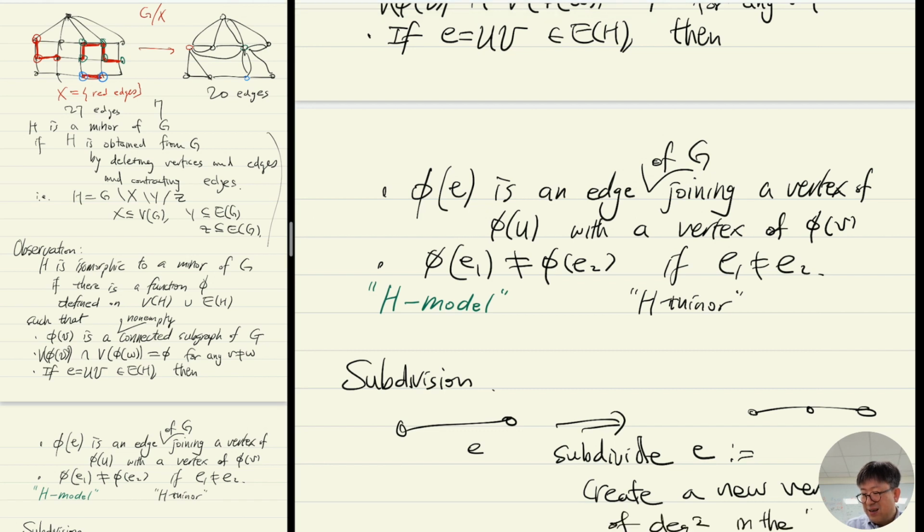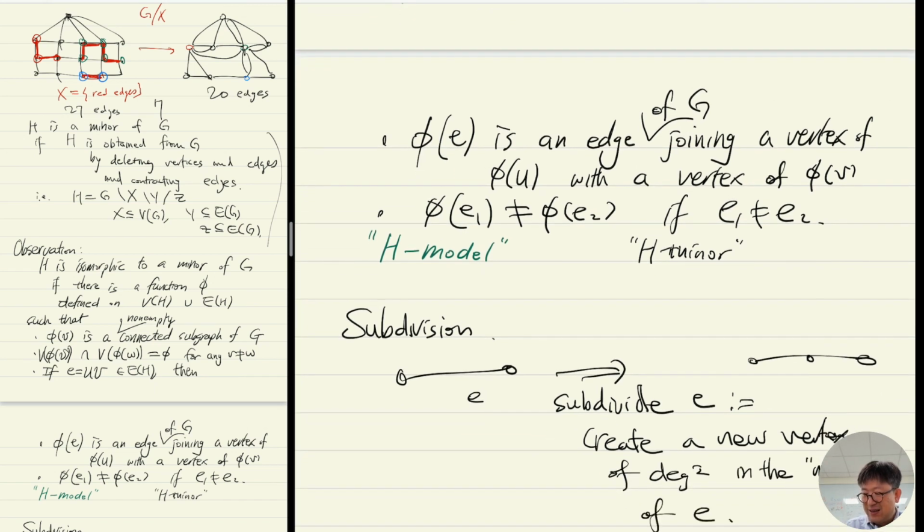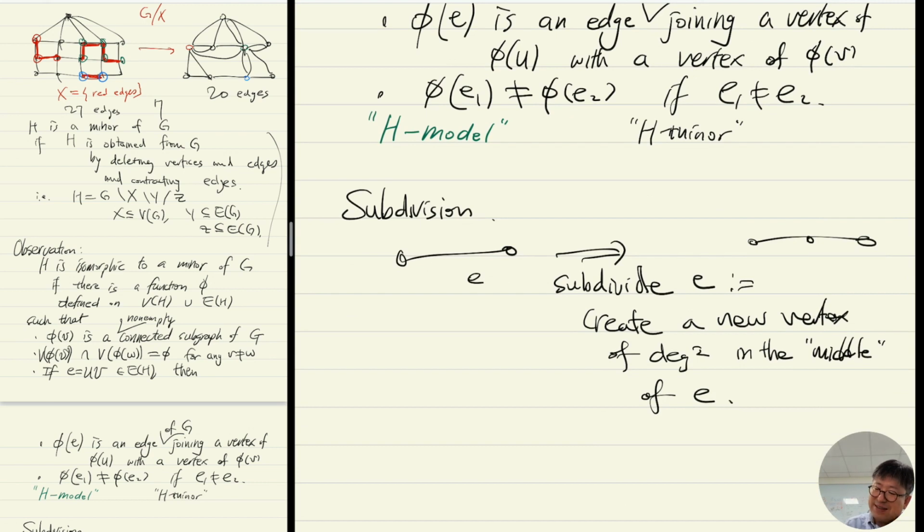In the, let me say, middle of E. So all these operations, why do we care about these contractions and subdivisions? These are the operations that preserve planarity, right? Later on we will characterize planar graphs in terms of minors or subdivisions, and that's why we care about these things. And if you have taken a discrete course, again, this must be familiar.